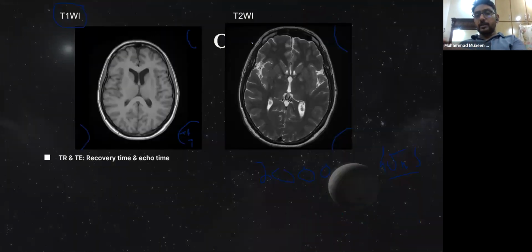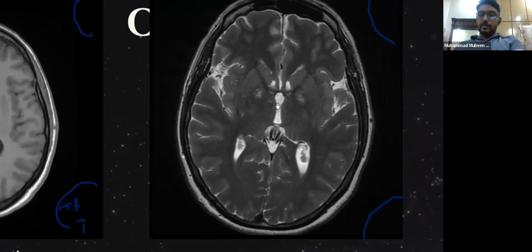On the contrary, the T2 weighted images are exactly the opposite of T1 weighted images. All the things that were bright on T1 will be black on T2, and all the things that were black will be bright on T2 weighted images. You can see here the CSF filled ventricles, the third ventricle, posterior horns of the lateral ventricles, and Sylvian fissures. All the things which are filled with CSF appear white, or you can say hyperintense when you talk in the terms of radiology.